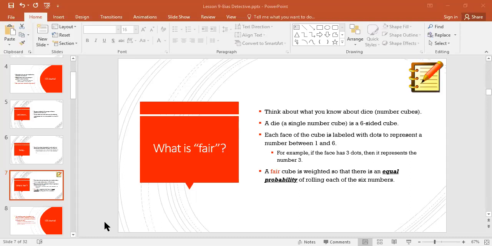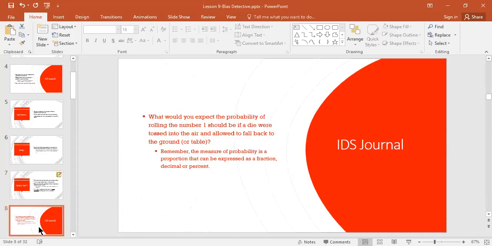Okay, so thinking about this idea that a die is a fair die, I want you to think about what you would expect the probability to be of landing on a one, if you were just to grab a die, toss it up in the air and let it fall. What would you expect the probability of getting a one to be? This goes for you guys at home too. Every question I ask is for you guys at home as well. So what is the probability of getting a one for a fair die?